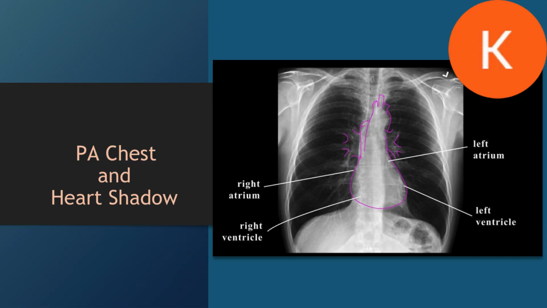Right, here we're going to learn about the PA chest and heart shadow. In the diagram, you can see your left atrium, right ventricle, and left ventricle.